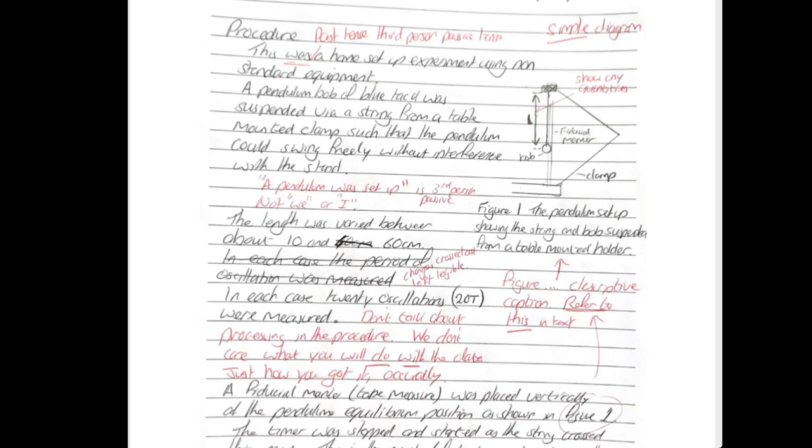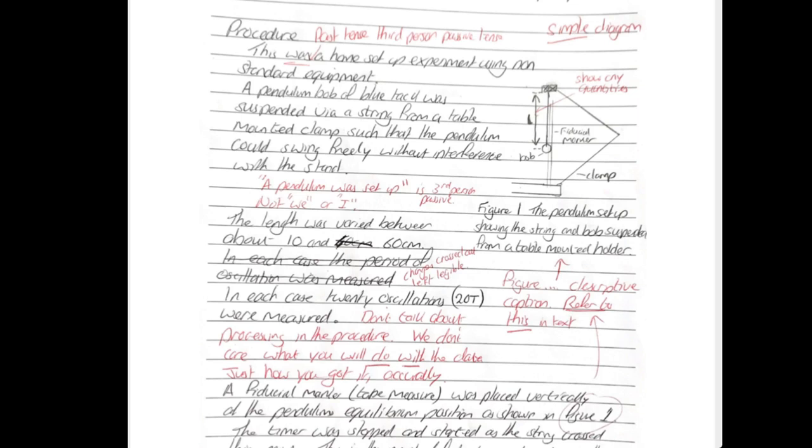That's a fairly acceptable symbol for a clamp. So now when I refer to L in the procedure, it's really clear what I'm talking about. Notice the procedure isn't bullet pointed. It's written in past tense, in passive tense, and third person. So it's "this was set up." You don't need to explain to me how equipment got set up. All I want to know is, how do I set it up? Give me a diagram, I can figure it out for myself.